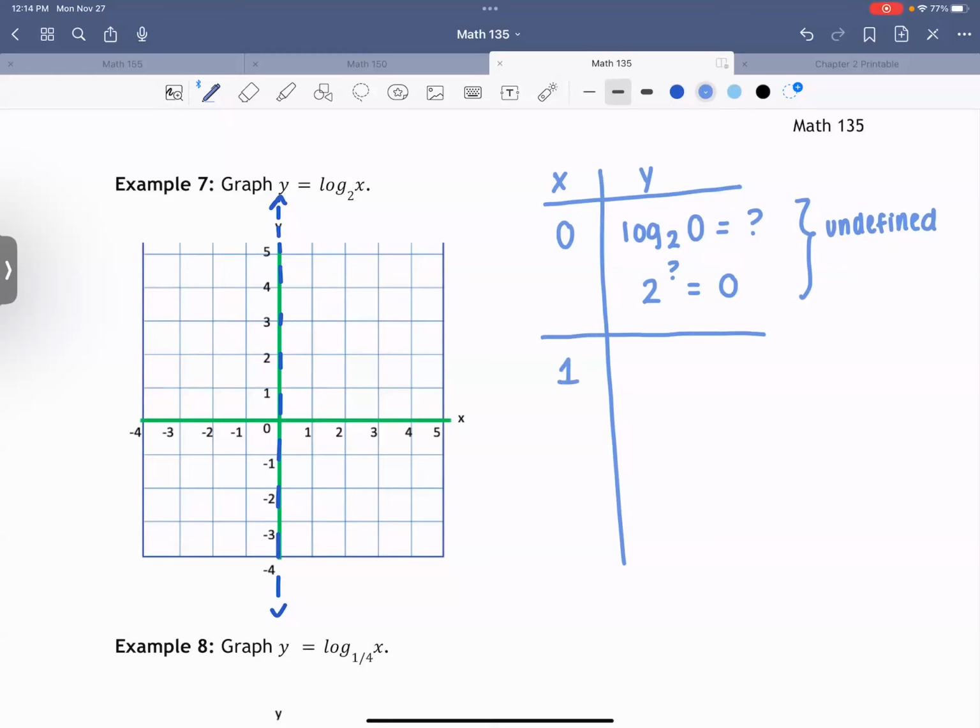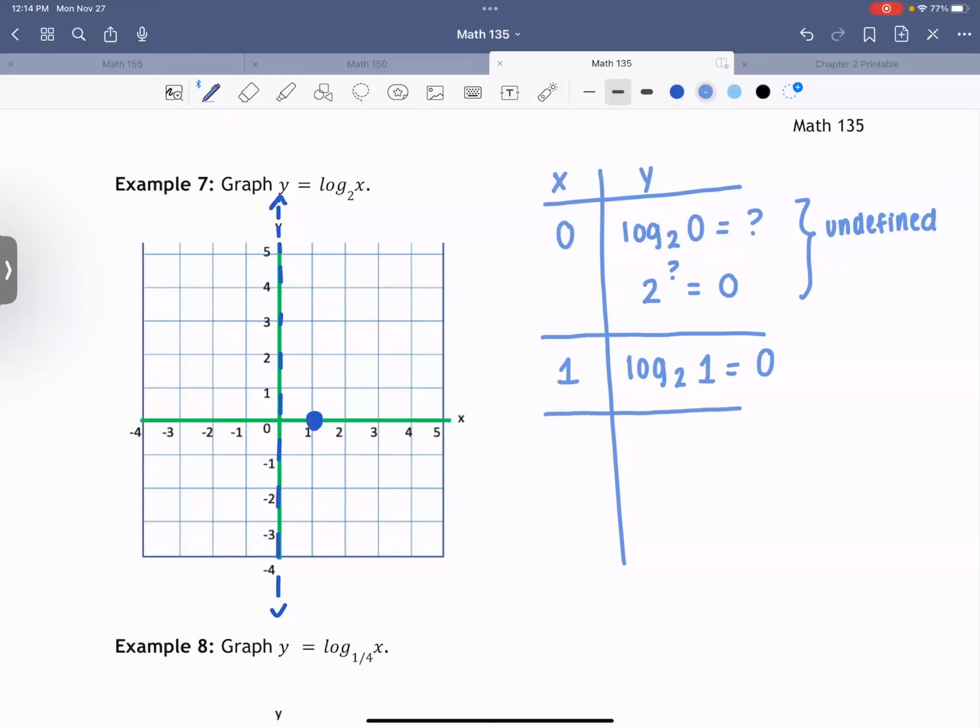Okay, when x equals 1, we're doing log base 2 of 1, and that is 0, because there is a literal property of logarithms that says log of 1 is always going to be 0. It doesn't matter what the base is. The answer is 0. So I have a point at (1, 0). Cool. That was pretty easy.